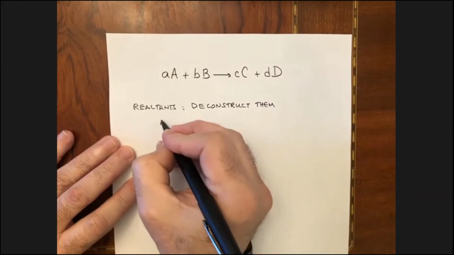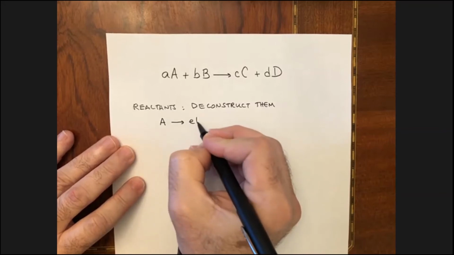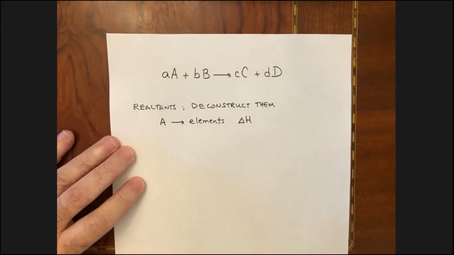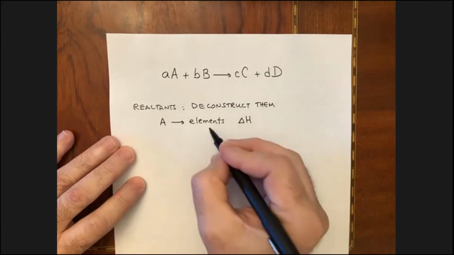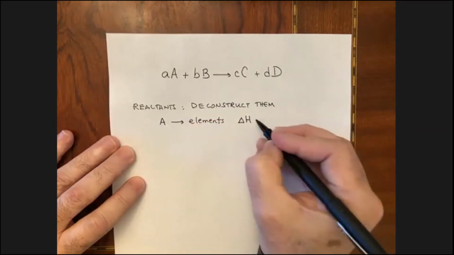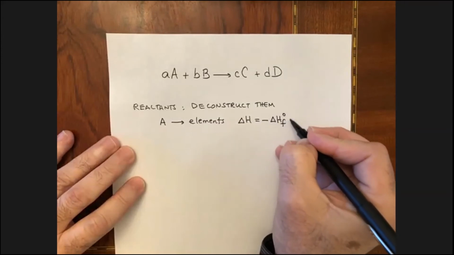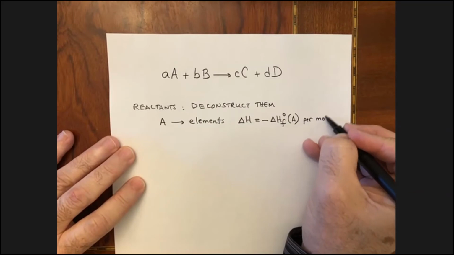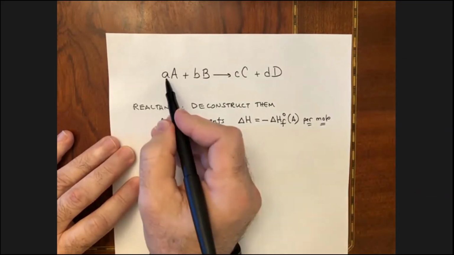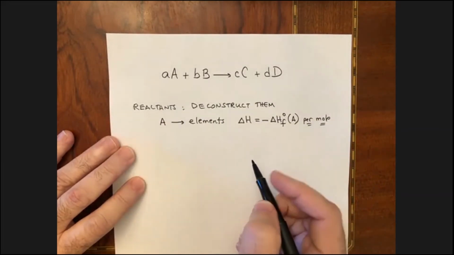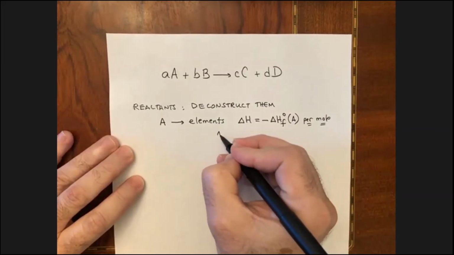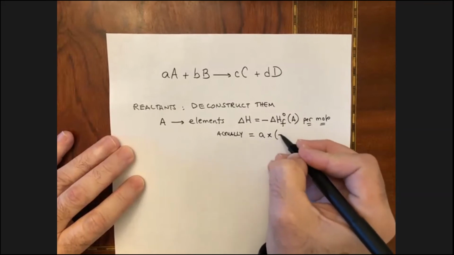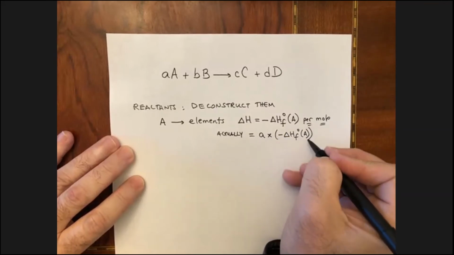So for example, let's say I have A, and I'm going to convert it into elements. So what would be delta H for that process? Well, notice this is essentially the reverse of taking the elements and forming A. So this would be like the negative of the standard enthalpy of formation of compound A. But remember, this is per mole. And I don't have 1 mole here. I have, according to the coefficient, small a moles here. So the actual value here would be small a moles times minus the delta H of formation of A kilojoules per mole.